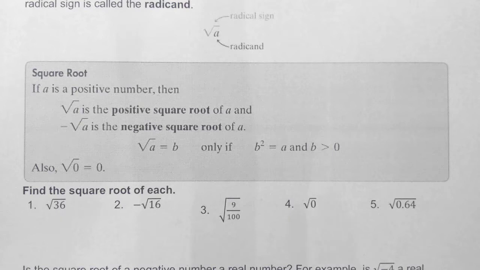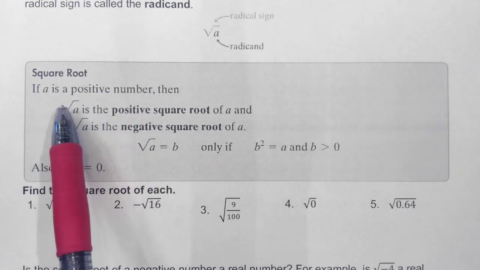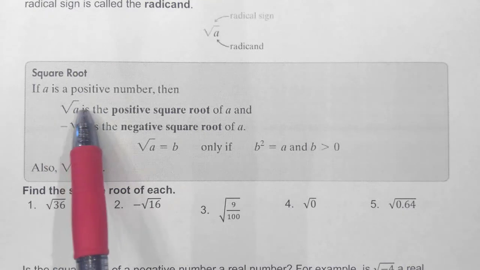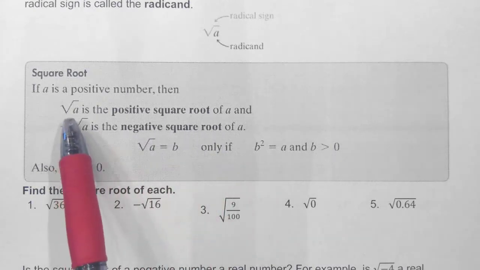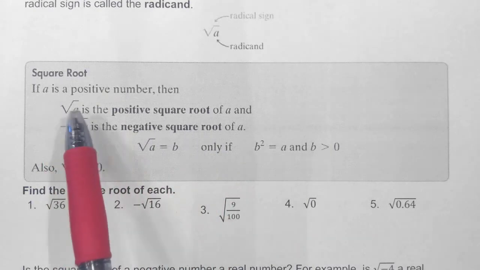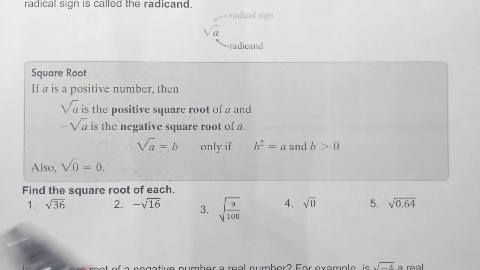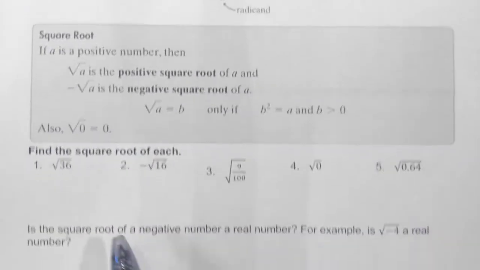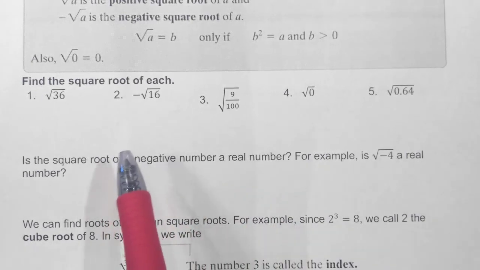Okay, so if a is some positive number, then the square root of a is asking for the positive square root of a, and the negative square root of a is asking for the negative square root of a. So a square root has to be positive. If there's a negative on the outside, that's fine. Your answer is just going to be negative. The square root of 0, by the way, is just 0 because 0 times itself is 0. You've seen square roots before, so this section should be not too difficult.